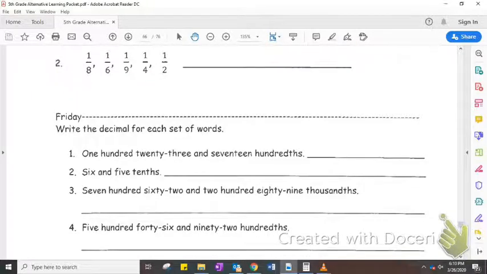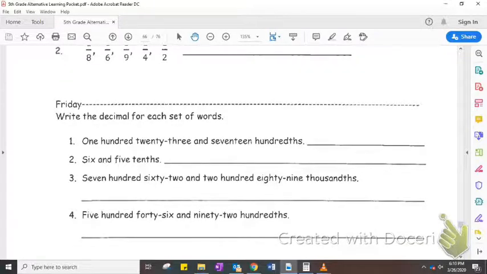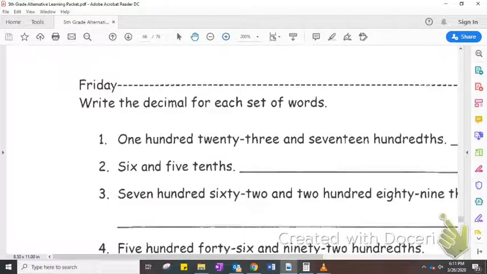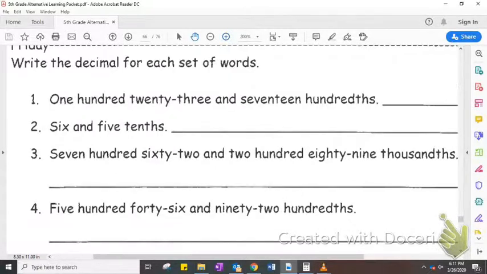And here, we're almost done now. Write the decimal for each set of words. So you kind of just need to read this out loud. 123 and 17/100ths. Okay, so when you see that and, that indicates a decimal point. So 123 and 17/100ths.